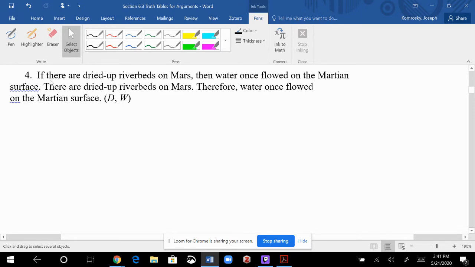if there are dried up riverbeds on Mars, then water once flowed on the Martian surface. There are dried up riverbeds on Mars, therefore, water once flowed on the Martian surface.